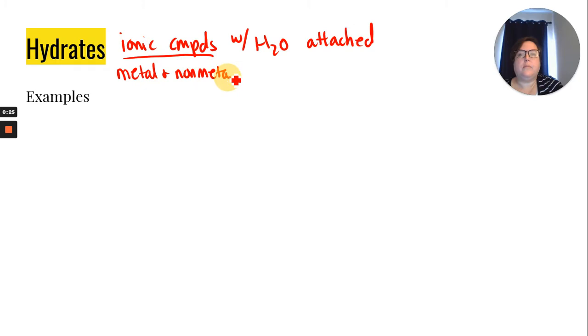So you have something on both sides of the stair step, or more specifically, you have a cation and an anion. You have a positive charge and a negative charge. And then you have some waters attached. So we use our ionic nomenclature to name the ionic compound, and then we use a prefix and the word hydrate to represent how many waters are attached to that ionic compound. So let's look at some examples.